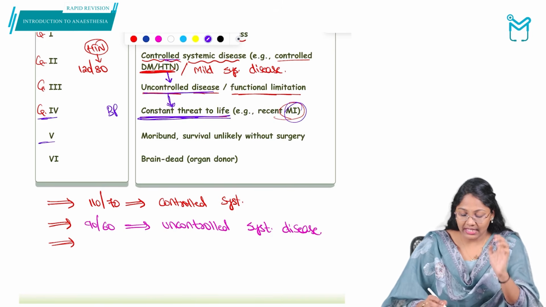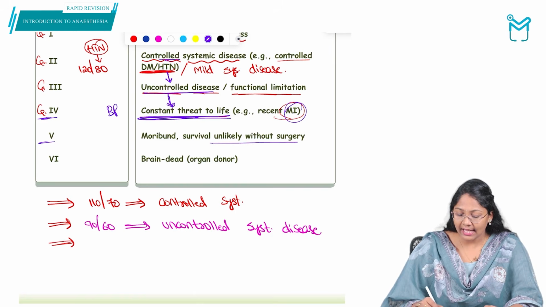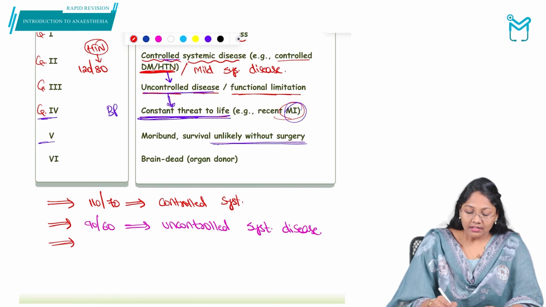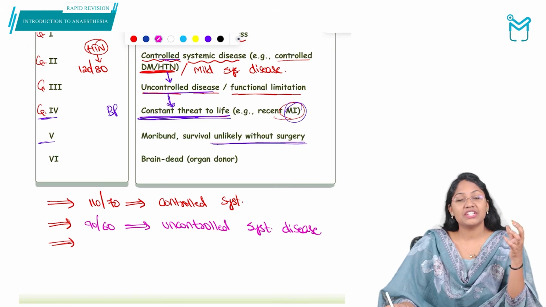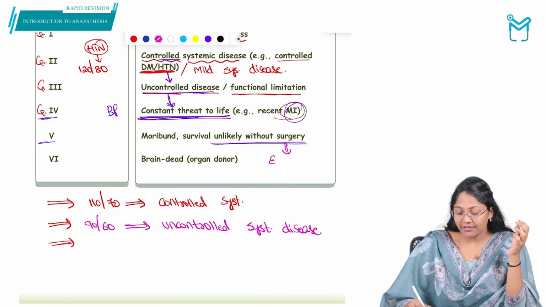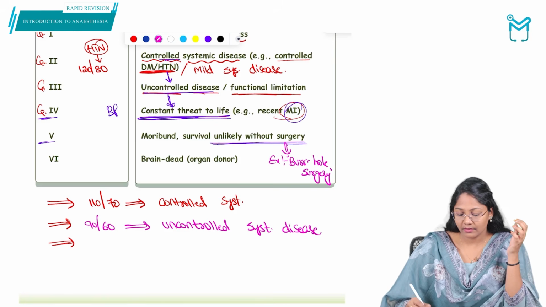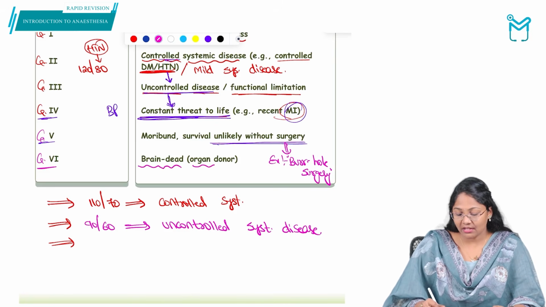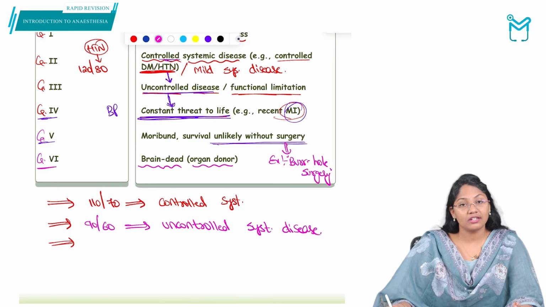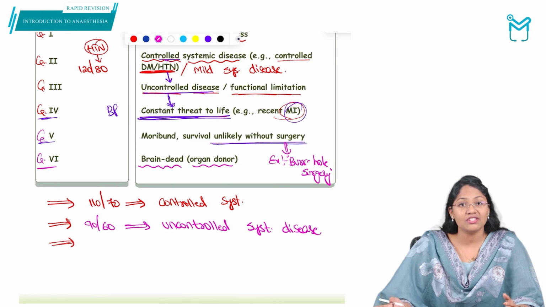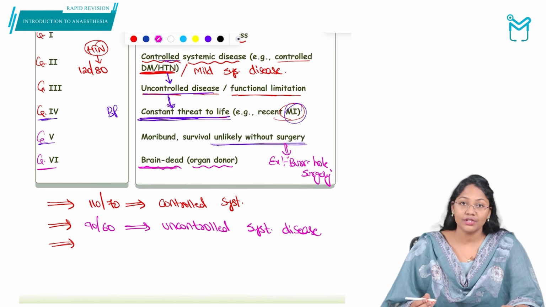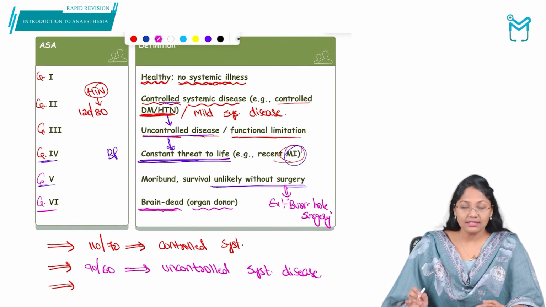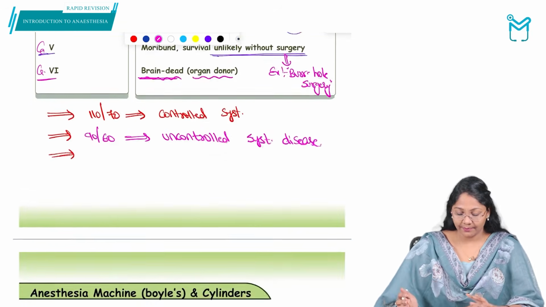In grade 5, you see moribund, survival unlikely without surgery. So there are cases where without surgery, they are not going to survive. For example, burr hole surgery. Coming to grade 6, there is the brain dead patient. When they have to go for organ harvesting or organ donation, this is the grade we give the patient. So this is all about the grading of ASA.